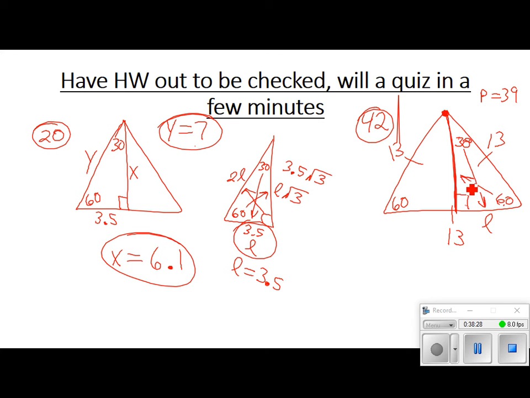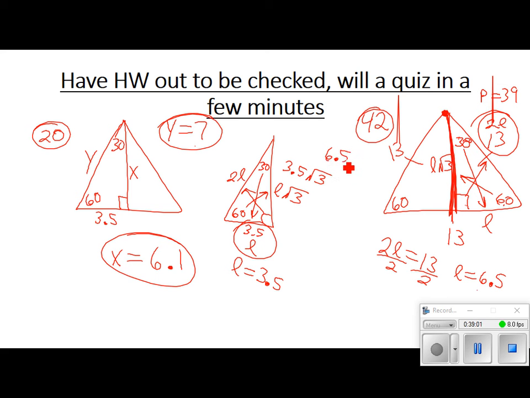Side across from the 60-degree angle, L radical 3. That's what we're looking for, right? Side across from the right angle, 2L. L equals 6.5. So 2L equals 13. Divide it by 2. Matt's saying that L equals 6.5. Once we know L is 6.5, how can we find this length? 6.5 radical 3. 6.5 times the square root of 3.